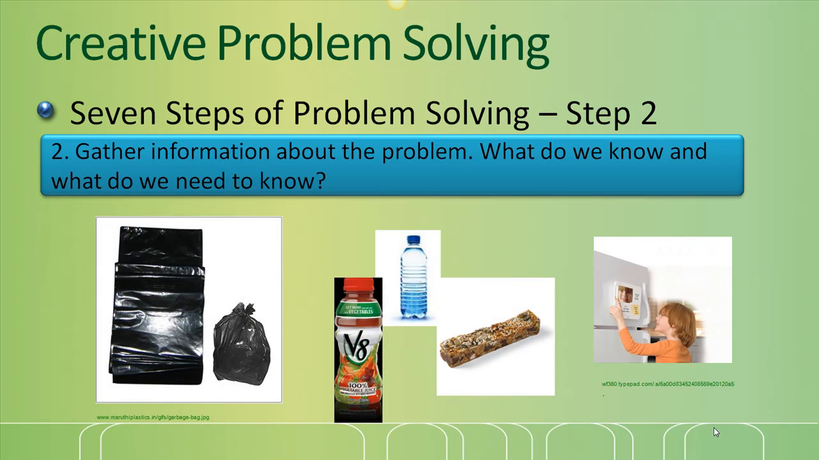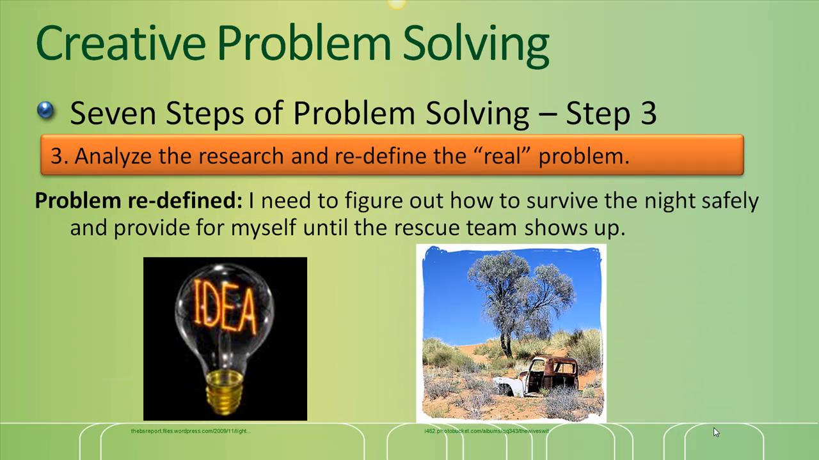Step 2 is gathering information. Now, what information do I know and need to know? I need somewhere to sleep tonight. I have a large plastic garbage bag in my backpack. I brought along some water, V8, and energy bars. I left a note on the refrigerator for my parents to know where I went, but I don't know where I am, and I have no phone or GPS.